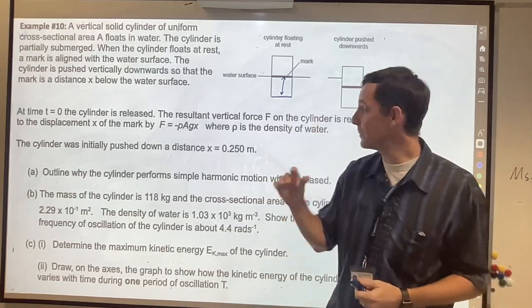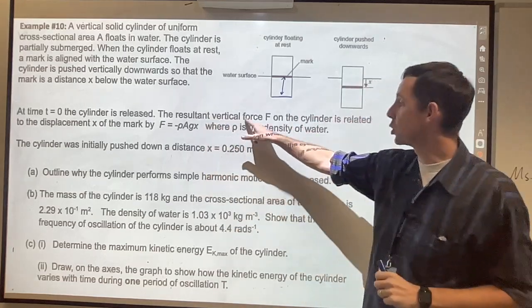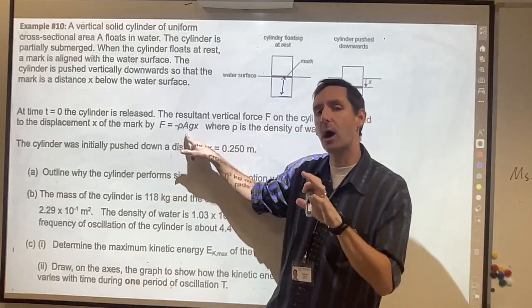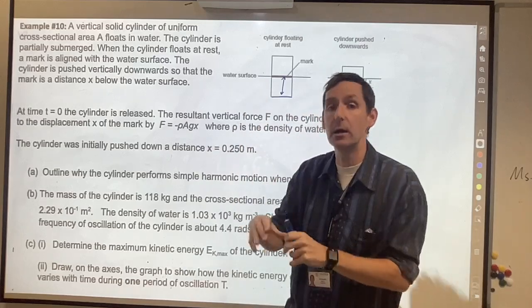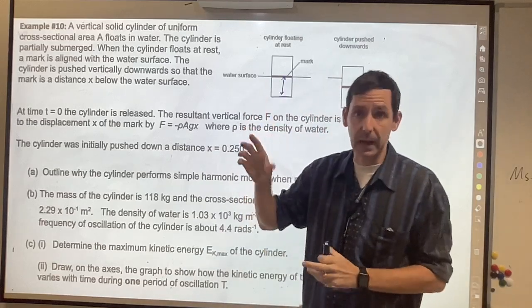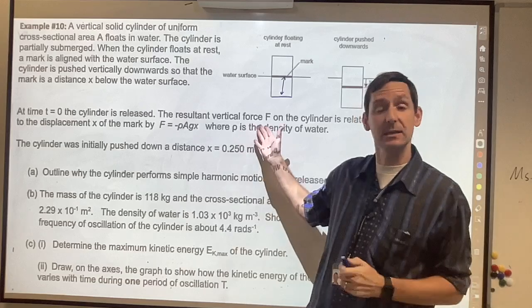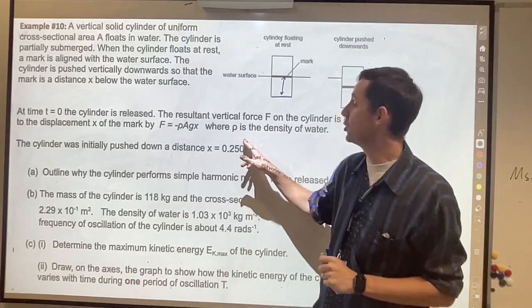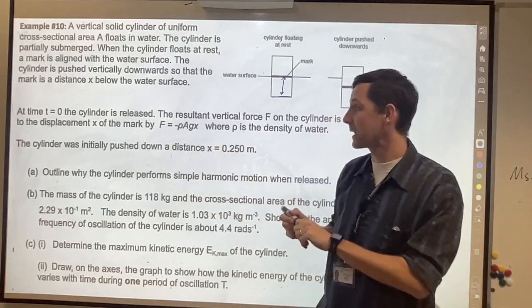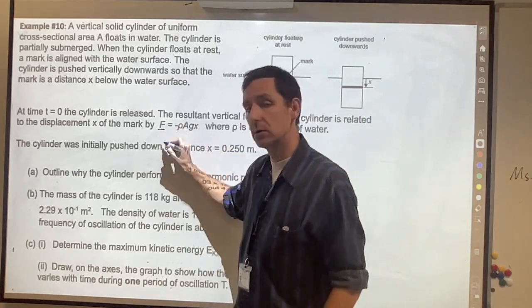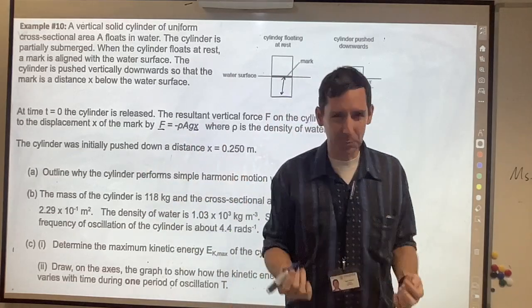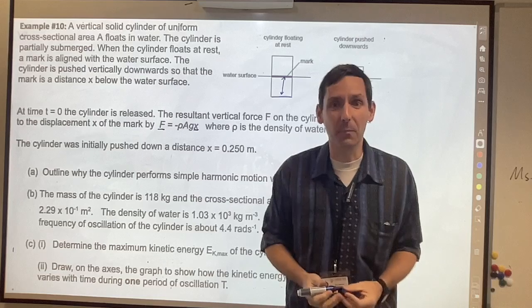Well, it's because the deeper, and it talks about here, the resultant vertical force on the cylinder is related to this. This is the combination of the force of gravity down and the buoyant force up. We're not going to go through the proof because that's not asked for here. We could, but it's not asking for that. We're just going to recognize that the force, or in other words, the acceleration, is proportional to the displacement. That is simple harmonic motion.